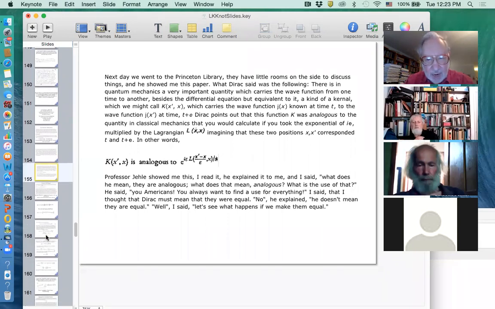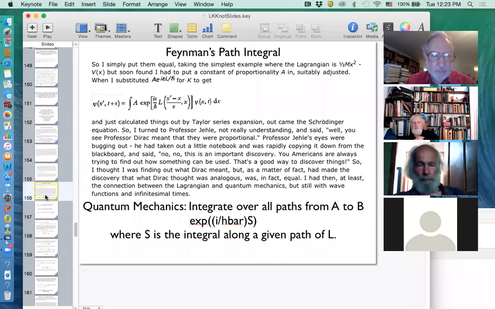"Well," I said, "let's see what happens if we make them equal." So I simply put them equal, taking the simplest example where the Lagrangian is 1/2 m x dot squared minus V of x. But soon found I had to put a constant of proportionality in, suitably adjusted. And when I adjusted that I got an integral over this Lagrangian along a tiny path, and just calculated things out by Taylor series expansion, and out came the Schrodinger equation.